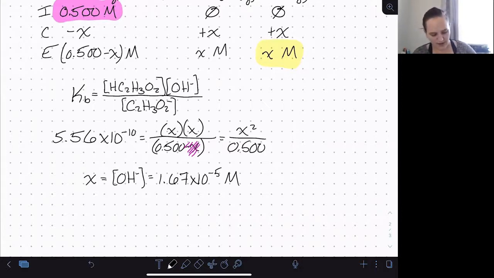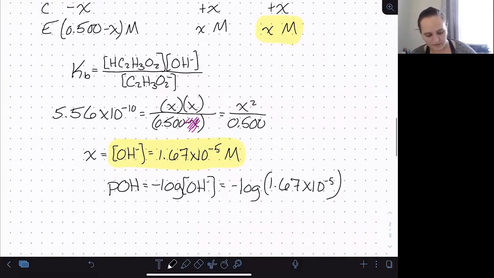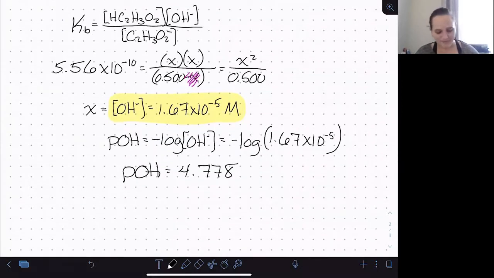And that is what we were looking to get from this ice table, which allows us to calculate the pOH as the negative log of the hydroxide concentration. So when we take the negative log of 1.67 times 10 to the minus 5th, that gets us a pOH of 4.778.